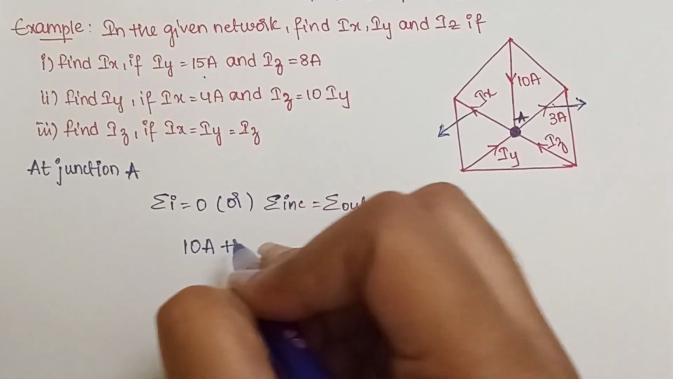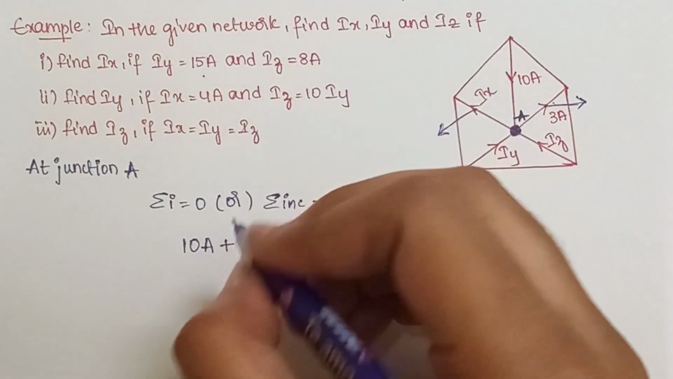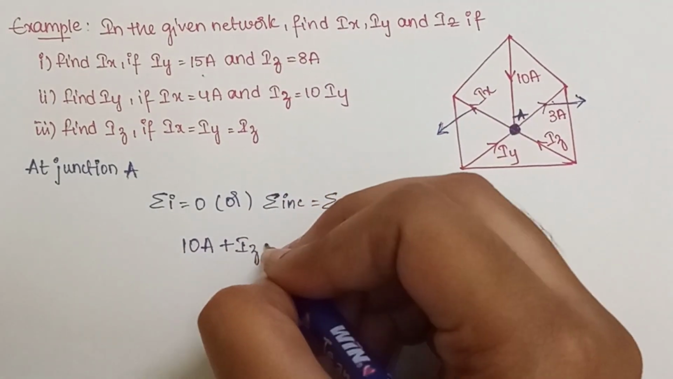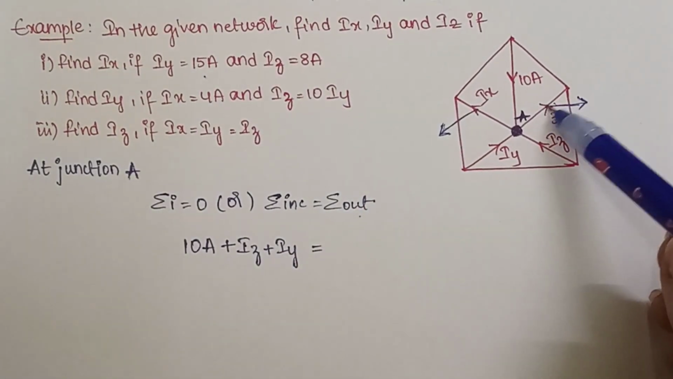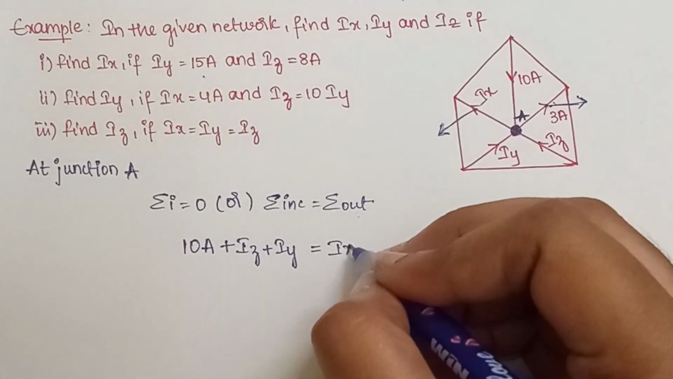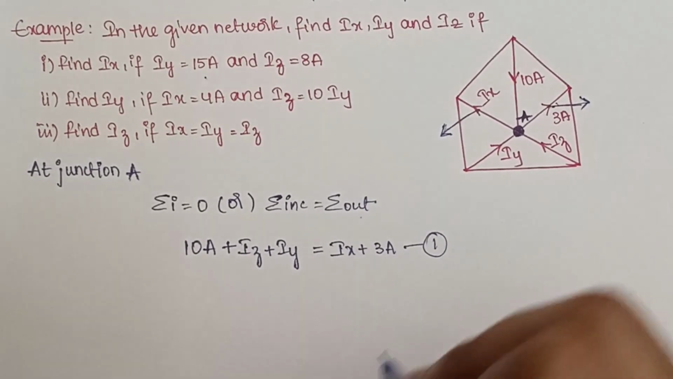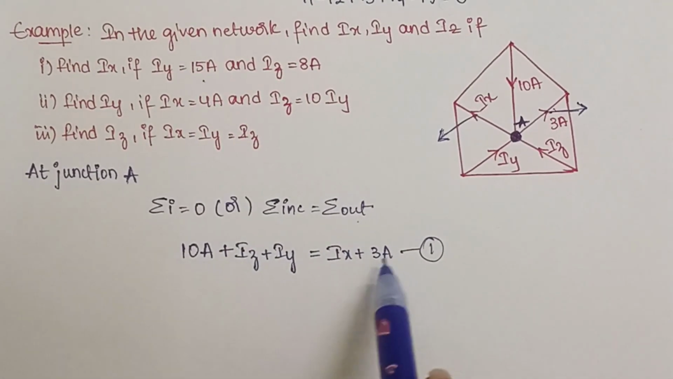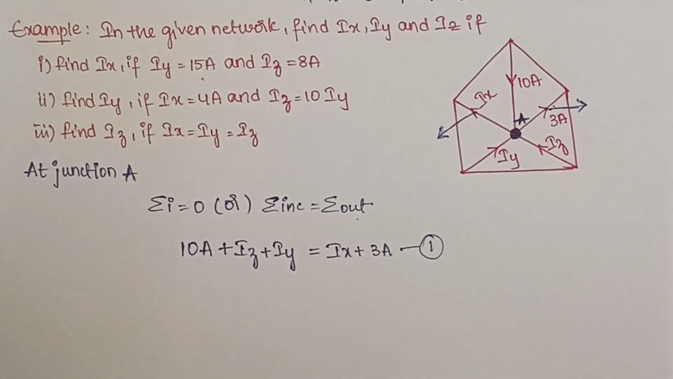10A plus, next, Iy and Iz are also incoming currents. So Iz plus Iy will be equal to the outgoing currents, which means 3A plus Ix, or Ix plus 3 amperes. So this will be your equation 1. You can mention the units, or you can just note down the numbers also. It doesn't make any problem.